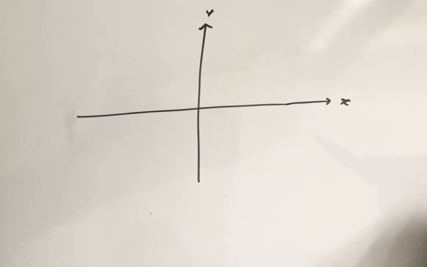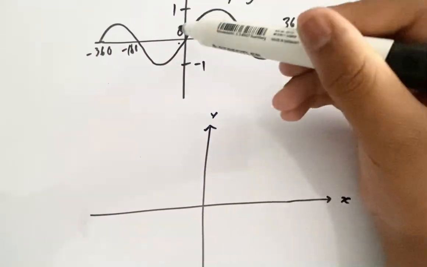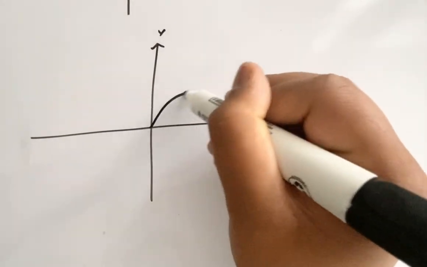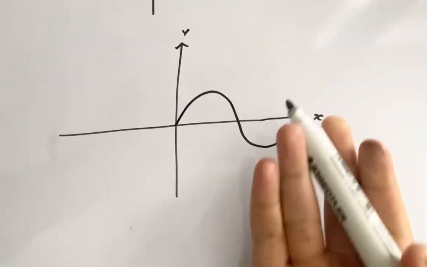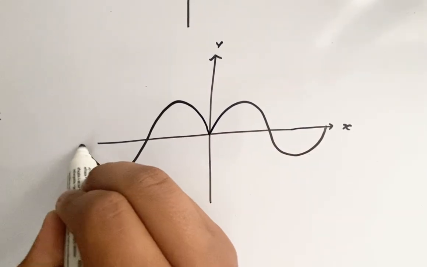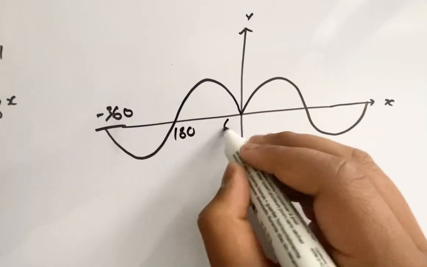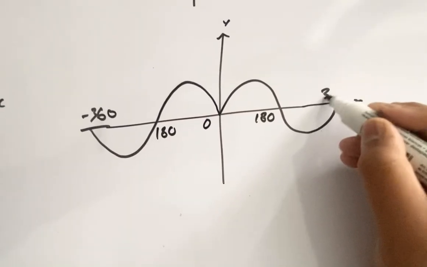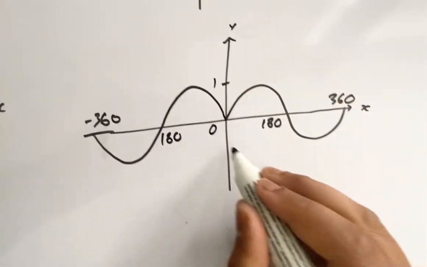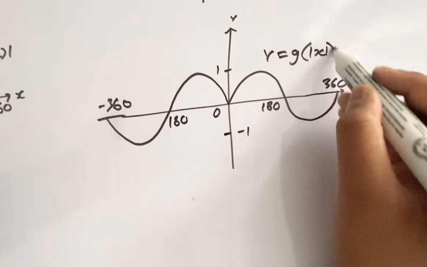To sketch the graph y equals g of modulus of x, all we need to do is draw the graph from 0 to 360 as normal, and then we reflect it in the y-axis. So it will look like this. 1 to minus 1. This is y equals g of modulus of x. And that's it.